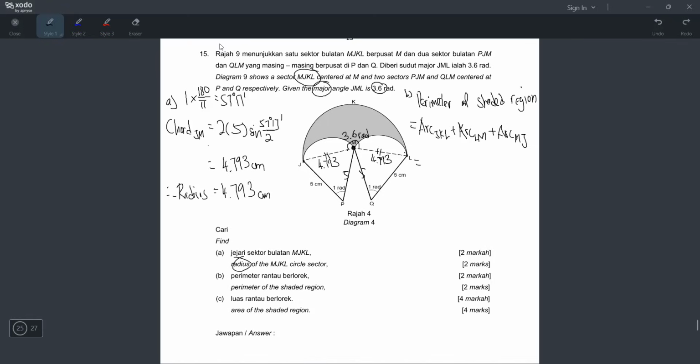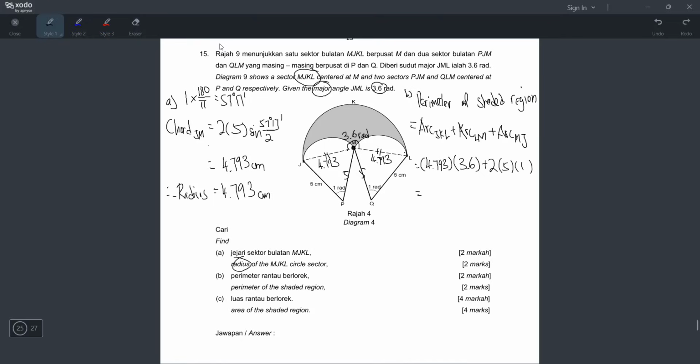Okay, now let's use the formula for arc, which is r theta. The arc JKL's radius will be 4.793. So the radius is 4.793, multiplied by the angle in radian, which is 3.6, and then plus arc LM. For arc LM, the radius is 5, right? And then what is the angle in radian? 1, right? And then what about MJ? It is also 5 times 1. So why not you just times 2 straight away like this? Can also, right? Okay, let's press the calculator.